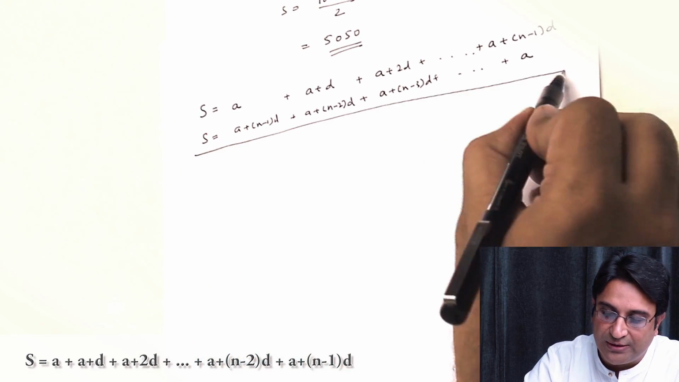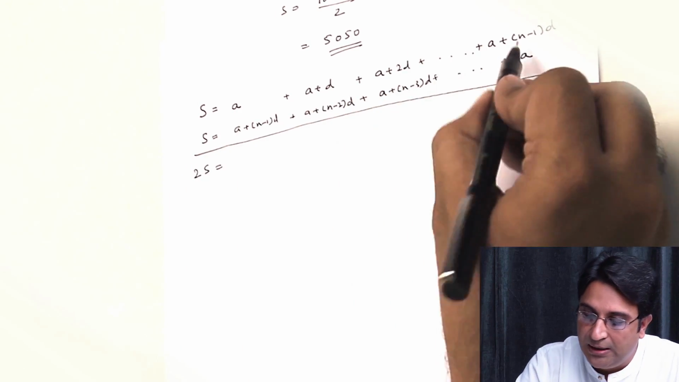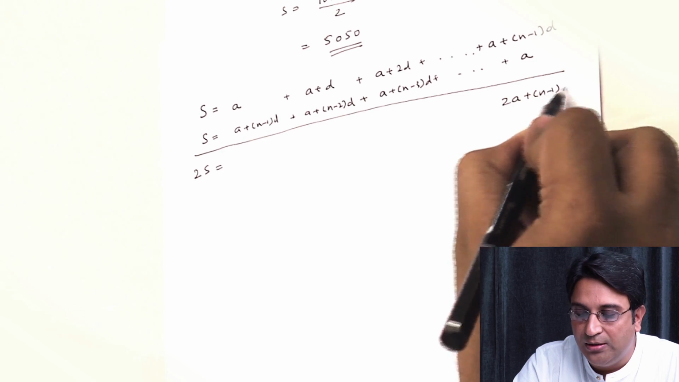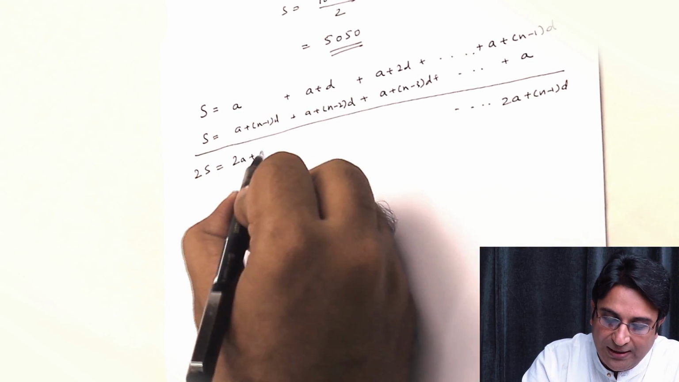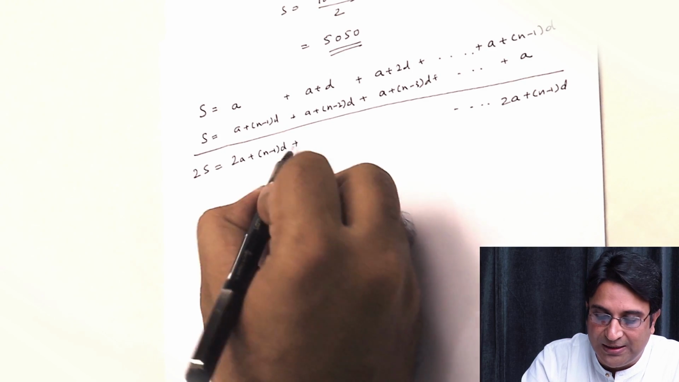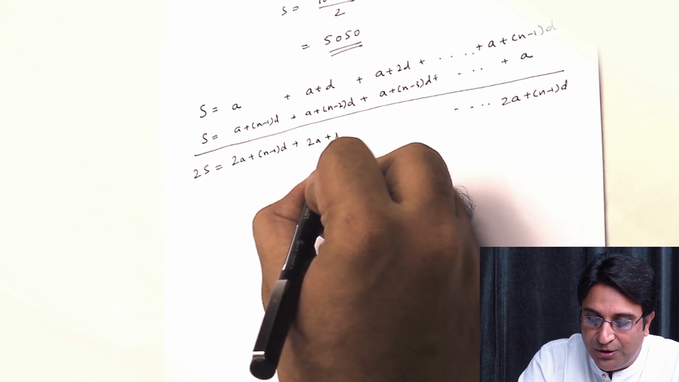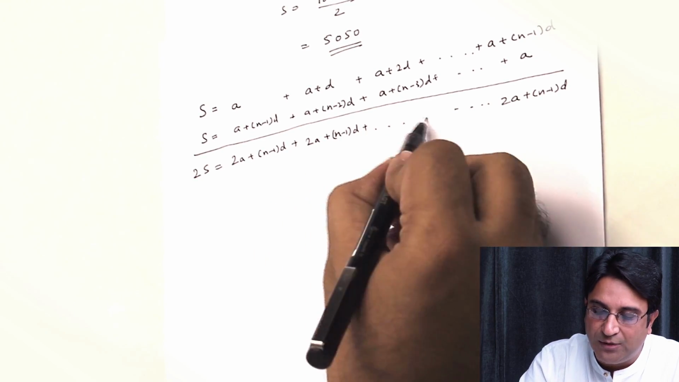Now summate the two series. Of course, we are going to find 2 times the sum required. These two will add up to 2A plus n minus 1D. These two to 2A plus n minus 1D. Add these two and you will see that this also adds up to 2A plus n minus 1D. Just for convenience, I'll add these two and show you.